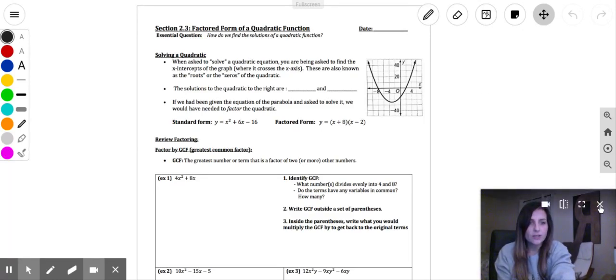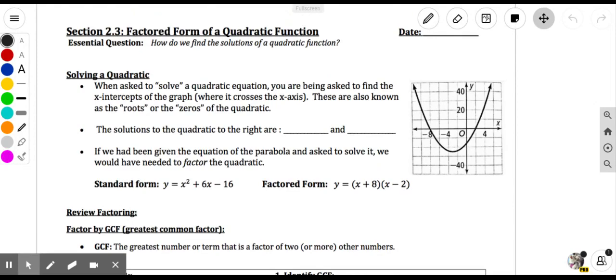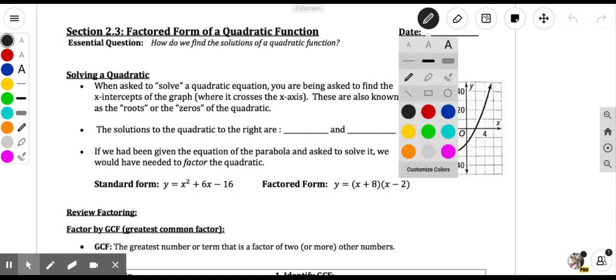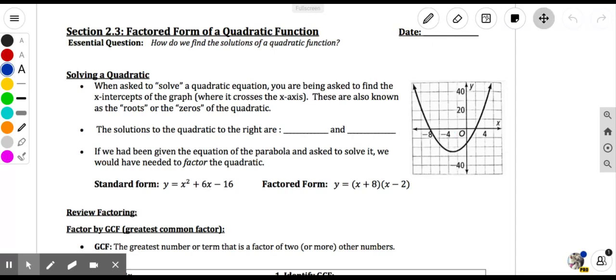Let's get started. Okay, so this first part is I'm just going to talk about what it means to solve a quadratic. This is an intro to what we're going to be doing later on in this section, but I figured I'd show you what it means to solve a quadratic. When we solve a quadratic, we basically want to know where it hits the x-axis. So the x-intercepts we've talked about: if you look at this graph right here, -8 is one x-intercept, and it looks like 2 is the other one.